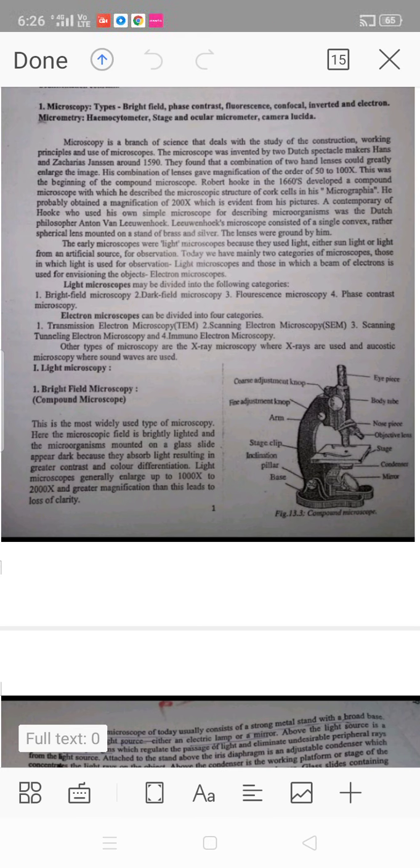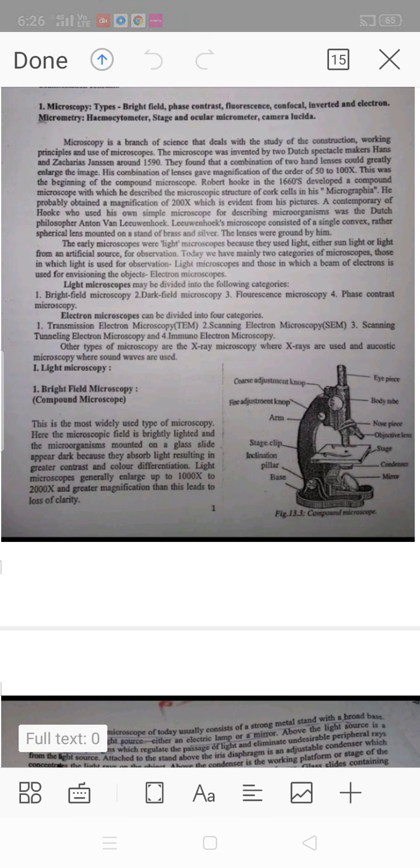Robert Hooke in the 1660s developed a compound microscope with which he described the microscopic structure of cork cell in his Micrographia. He probably obtained a magnification of 200x, which is evident from his pictures.